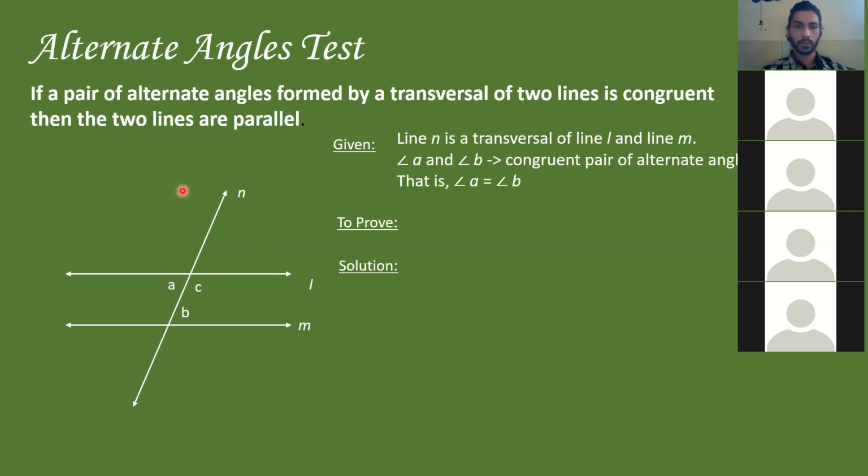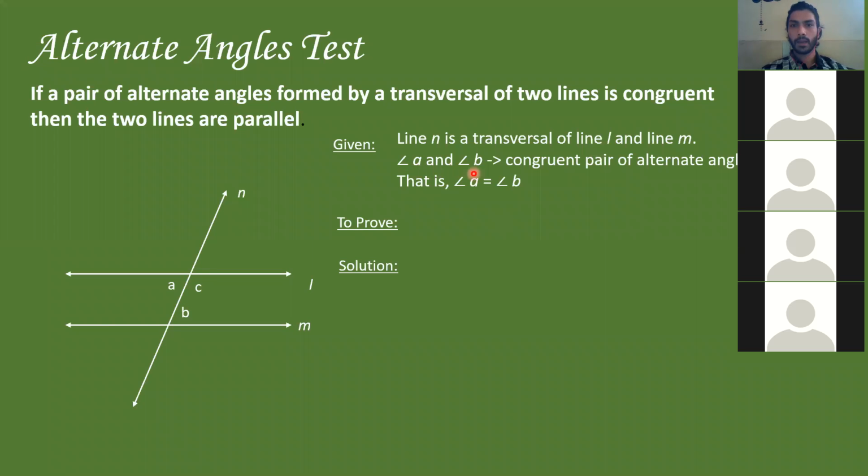Now I'm going to take this slowly and you have to pay attention. If you have any questions, obviously you can come off mute and ask me. All right, so first is given. The given is that line N is a transversal of lines L and M. As you can see on the screen, I already have a figure which has line L, line M, and line N over here. This is the transversal which is cutting these two lines.